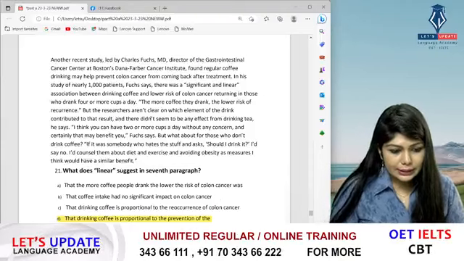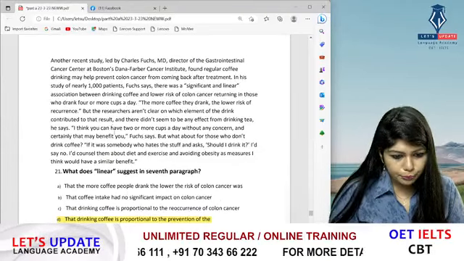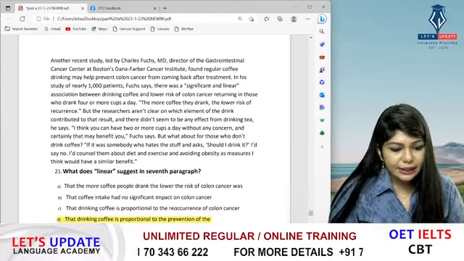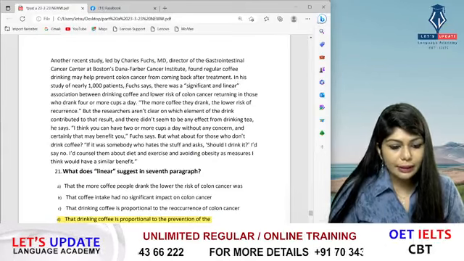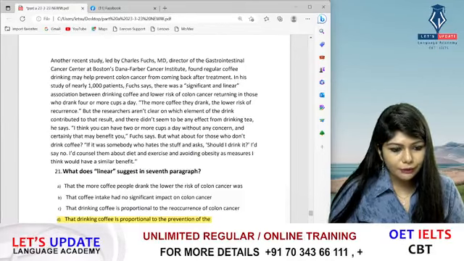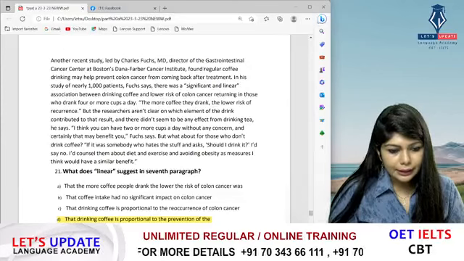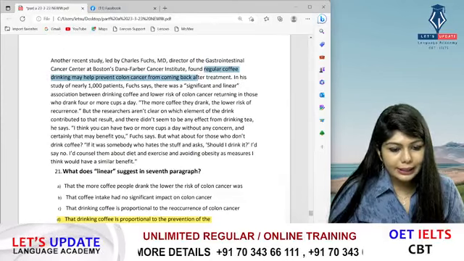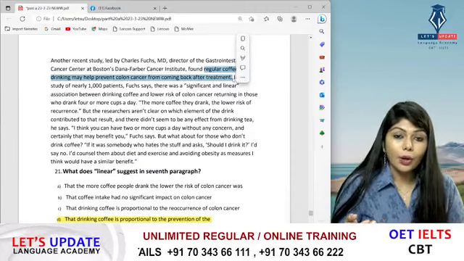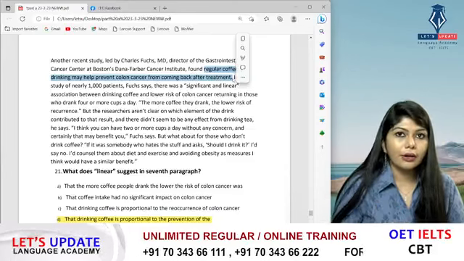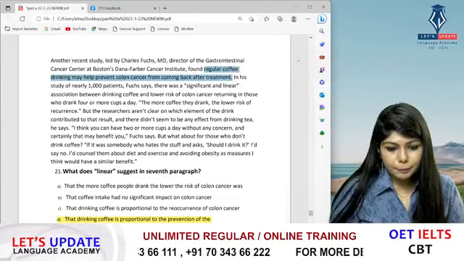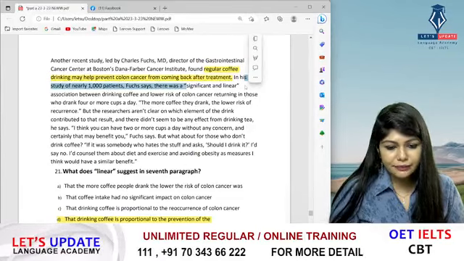Okay, just look at this. Fuchs says that there was a significant and linear association between drinking coffee and lower risk of colon cancer returning in those who drank 4 or more cups of coffee a day. So, regular coffee drinking may help prevent colon cancer from coming back after treatments. That means the recurrence of colon cancer will be prevented if you drink a lot of coffee or regular coffee drinking is done. So that is why they say it's significant and linear.